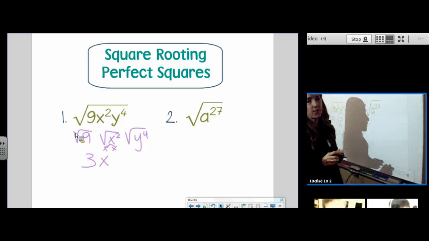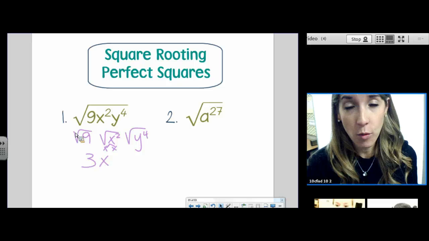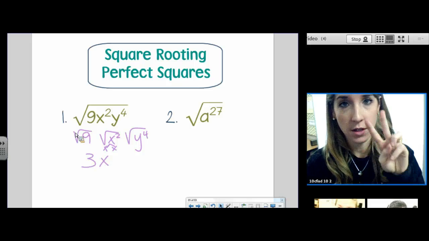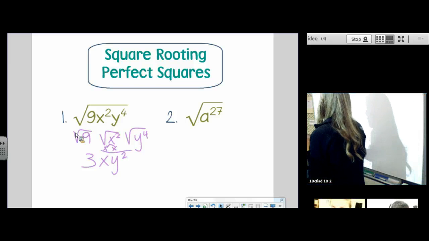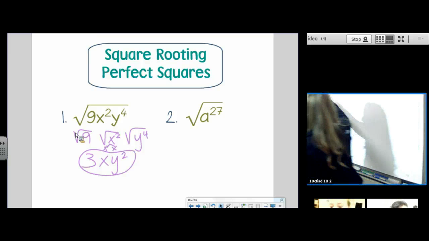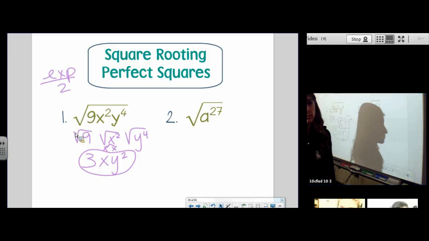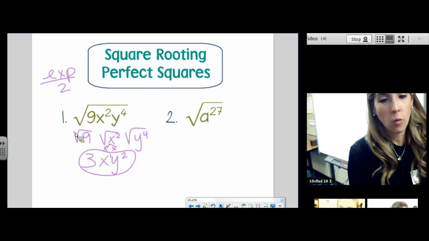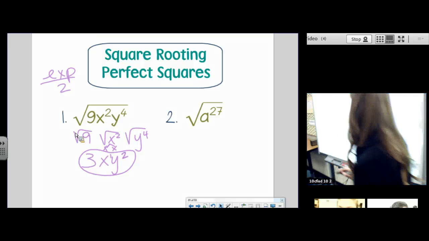And then y to the 4th, what you're really doing is you're looking for pairs of y's. How many pairs of y's do I have if it's y to the 4th? Well, I have 2 pairs of y's. So those would both escape. It'd be y squared. Notice what you're doing when you're taking the square root is you're taking the exponent and just dividing it by 2. What's 2 divided by 2? 1. So it's x to the 1. What's 4 divided by 2? 2. So it's y squared.